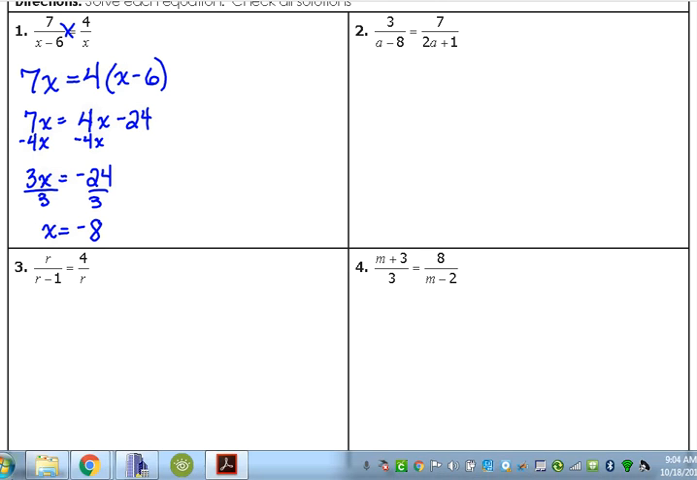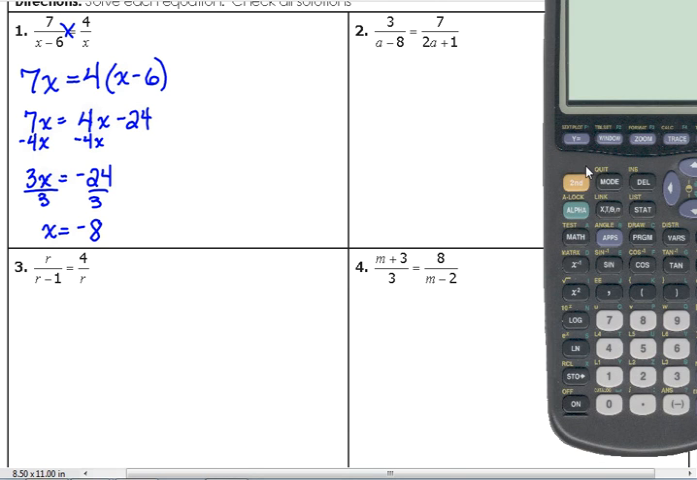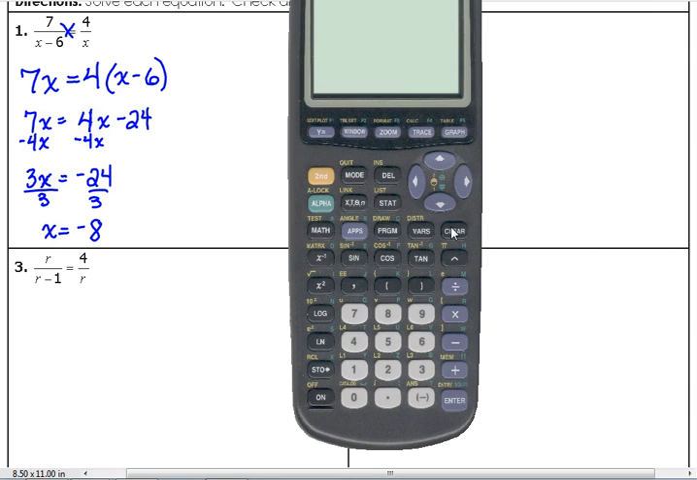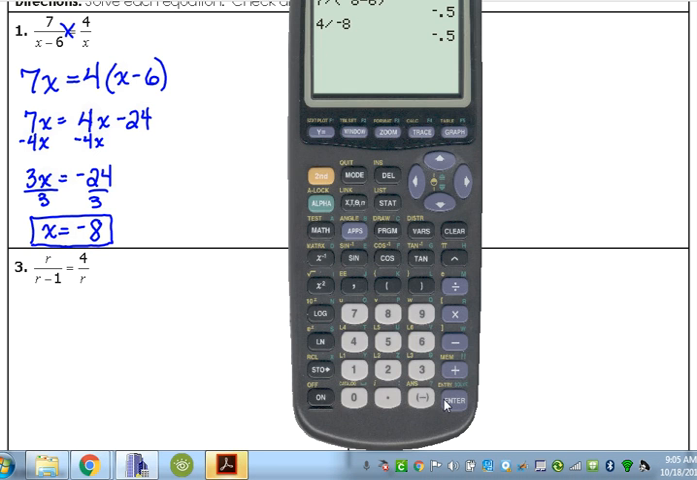Before I box it in, though, I'm going to plug it back in and make sure that it works. I'm going to type in 7 over parentheses, negative 8 minus 6, close my parentheses. I get negative 0.5, and if I plug it into the right side, 4 over negative 8, it's also negative 0.5. So we're good. Negative 8 is our solution.